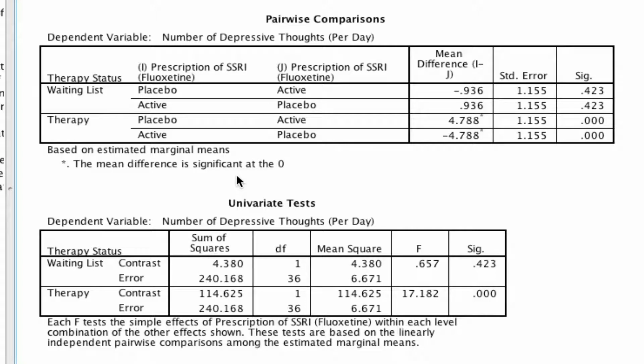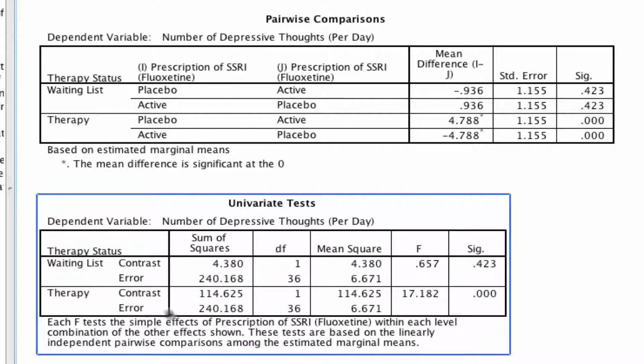One thing we didn't talk about last time was how to report the results of this, and that's in this table that we pretty much ignored last time. So we might say, for example, simple effects analysis showed that for those in the therapy condition, there was a significant difference between active drug and placebo. We'd report F, our degrees of freedom of 1 and 36, the F value, and p less than 0.001 in this case.